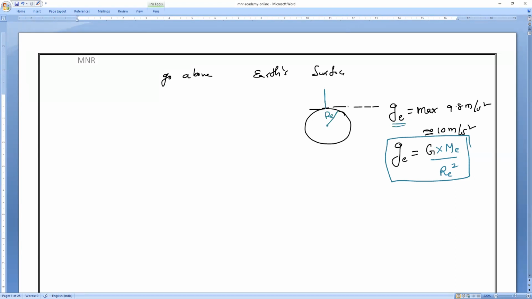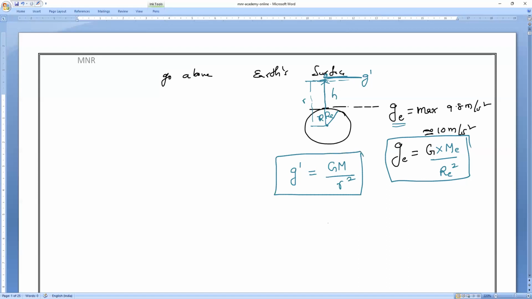Now, if you travel above the earth, a certain height away from the ground, then the radius of the earth is R_e. The distance between the two bodies from their centers, let me take as r. Then in this case, what is the g value, everybody? At this height, g is equal to G times capital M divided by the distance between the two bodies from their centers, r square. So what do you mean by r? r is the radius of the earth plus the height above the ground.